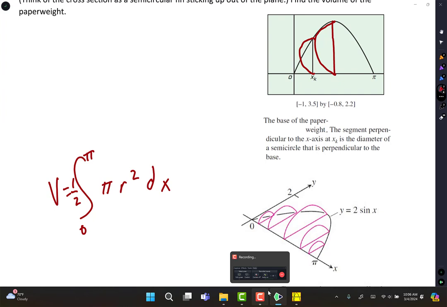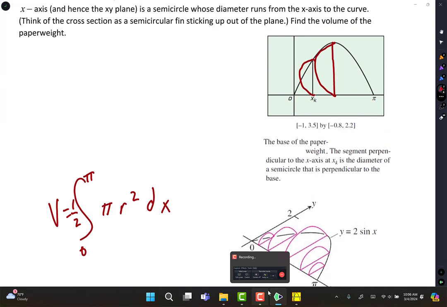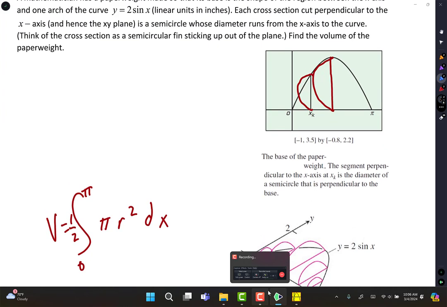Now, of course, look, I'm integrating with respect to x. Do I want that r? No. So I have to figure out the r. We just have to be a little clever. You don't have to be extremely clever, just a little bit clever. The distance from way up here to way down here is not the r, that is the diameter. So if I want the r, I need to take half of that.